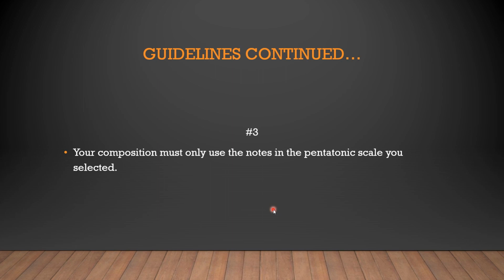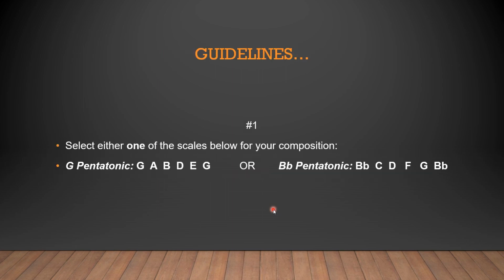So if you are using the G pentatonic scale, you can only use the notes G, A, B, D, and E in your composition. Can't use any other notes. So no using any C's or F's for the G pentatonic. And for the B flat pentatonic, you're going to use only B flat, C, D, F, G. No E's or A's for this scale.